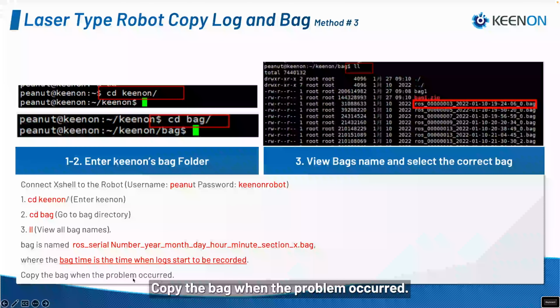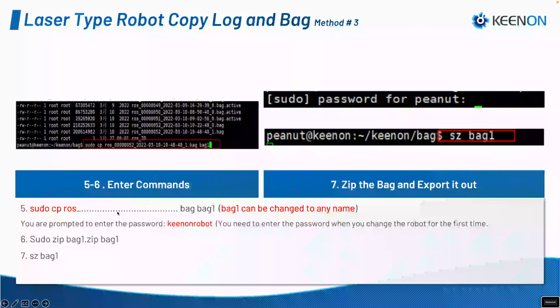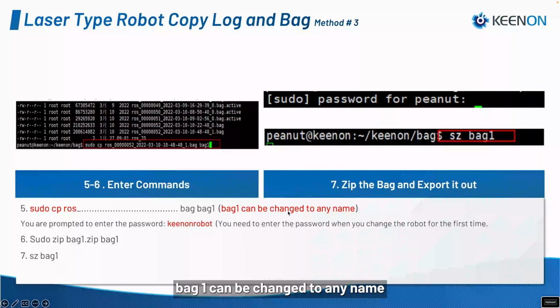Copy the bag when the problem occurred. You need to be very careful when you are copying the bag, because we only need that time when the error is coming for troubleshooting purposes. Sudo cp ROS bag 1, which can be changed to any name. You are prompted to enter the password, which is Keenon Robot. Then you need to zip that bag with sudo zip bag.zip bag1. You need to execute this. Then that means that you need to export this bag1.